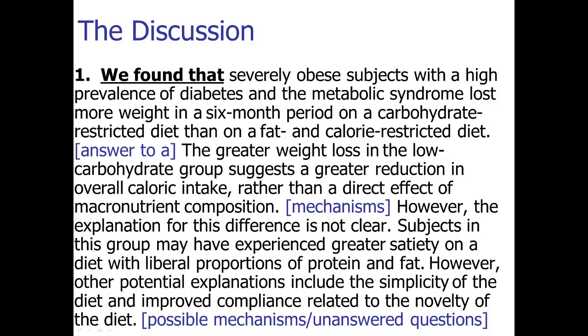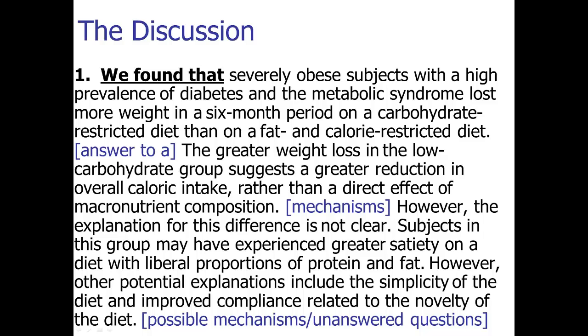They give some mechanisms now. The greater weight loss in that low-carb group suggests that maybe it's due to overall caloric intake. They had some more data that said it's not that there's something magic about a low-carb diet. It's just that the diet's so restrictive and easy to follow that people tend to do a better job at reducing their caloric intake. So there's nothing magic going on. It's just a diet that seems to be more successful because it reduces calories. So they give some mechanisms, some supporting information from their data. However, the explanation for this difference is not clear. Subjects in this group may have experienced greater satiety, so they're not sure why they ate fewer calories.